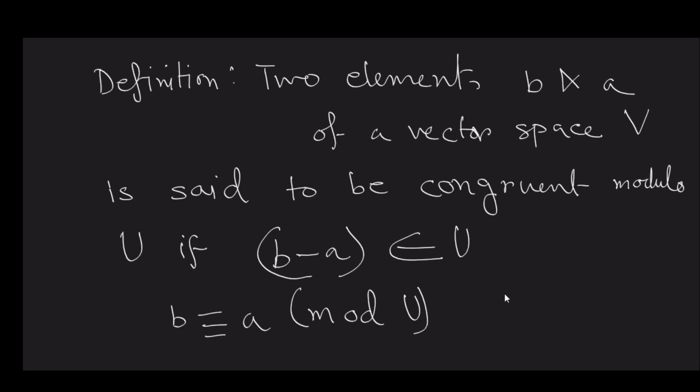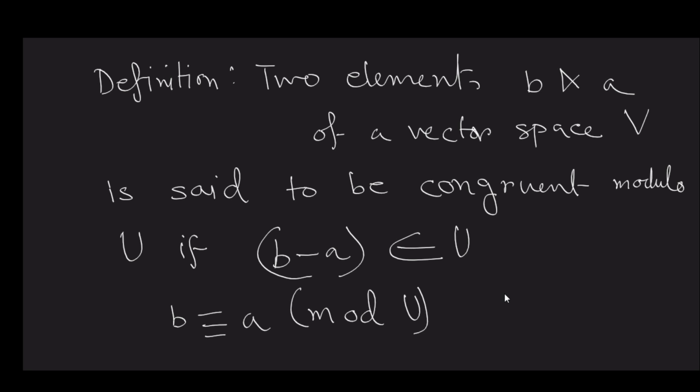So if A is related to itself, what you need to prove in order to satisfy that is A minus A should belong to U, and A minus A is what? The 0 vector. As capital U is a subspace, it must have the additive identity, so 0 must be there in U. So A minus A, that is 0, belongs to U, so A is related to A in that way.